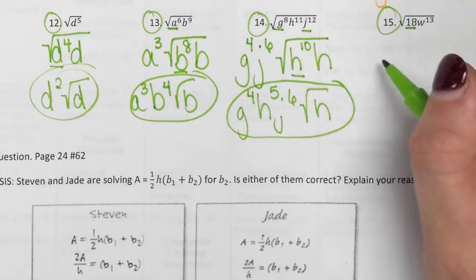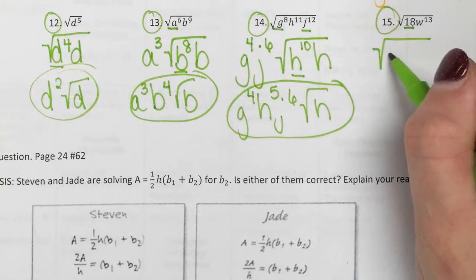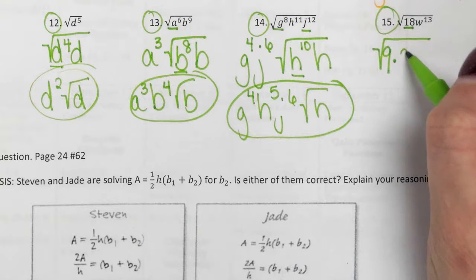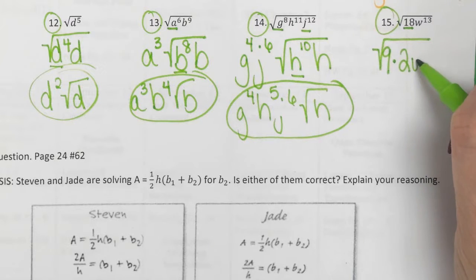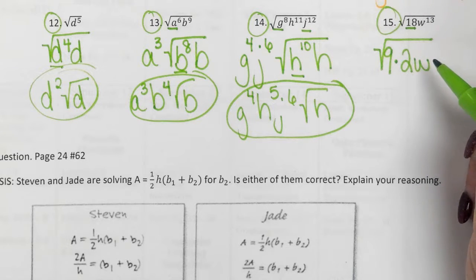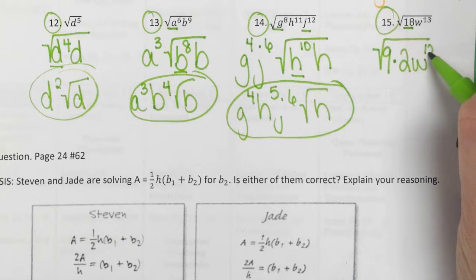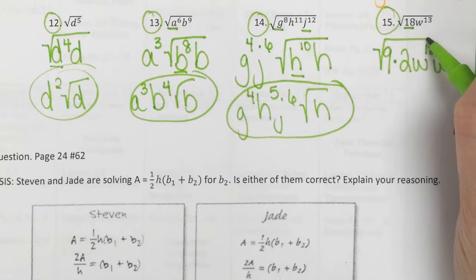Perfect square. What's the perfect square that goes into 18? 9 times what is 18? 2. Because you still have to have 18. It's just 9 times 2. All right, now the letters are different. How do you do the letters? Very good. The even number is 12.